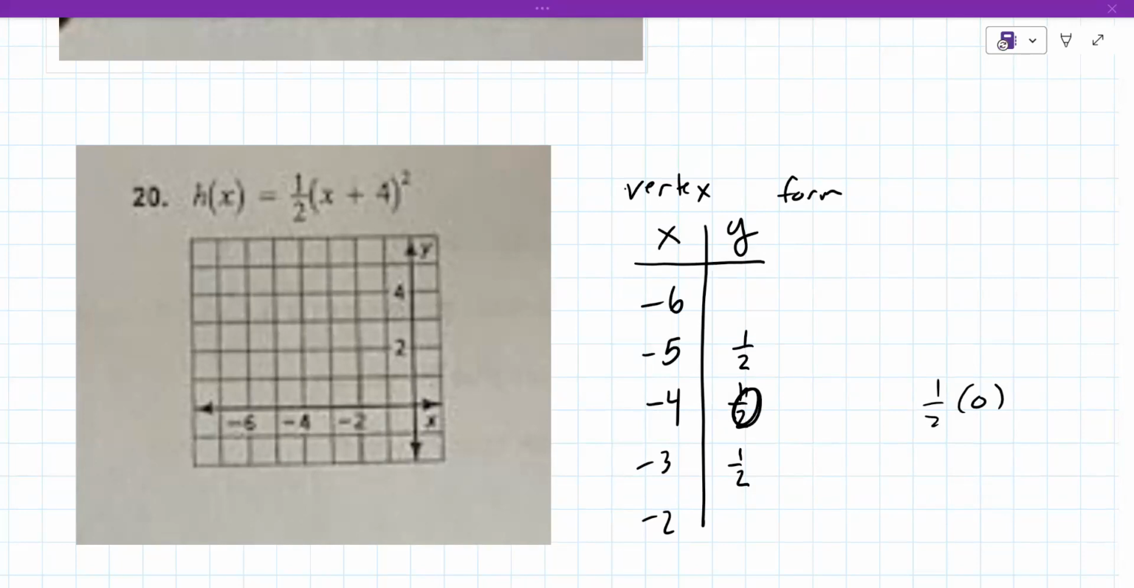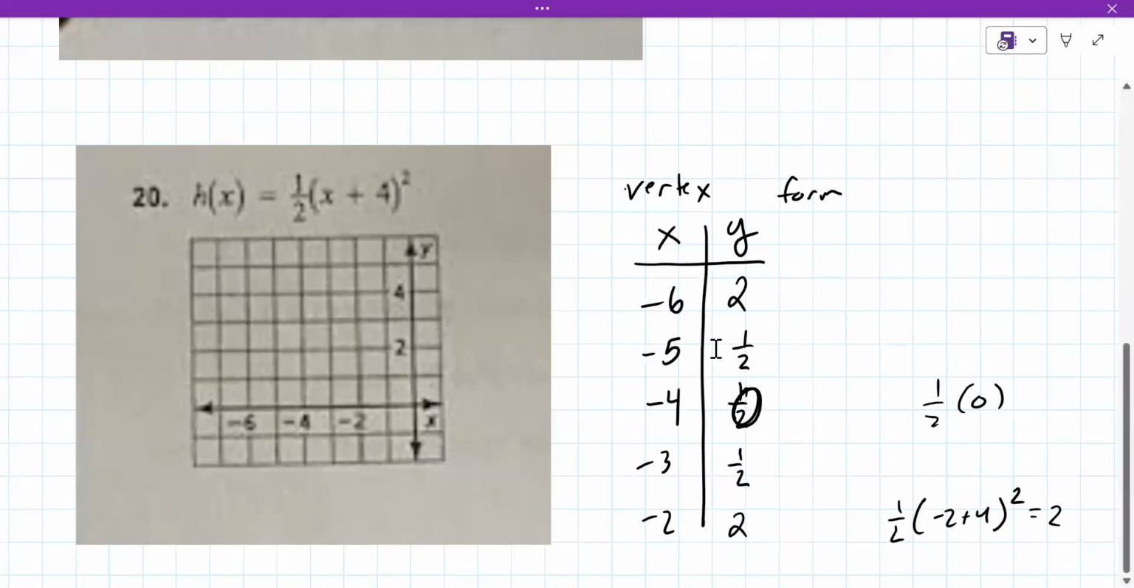So it's -2 + 4 squared. That's 2 squared, that's 4, but then you take a half of it, which is 2. Yes, okay. What about -6, or maybe you did that? Yeah, I did that. Okay, so whenever you get fractions, here's what I like to do.